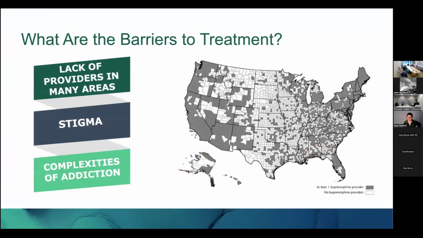So if you notice any white areas, there is not at least one person who prescribes buprenorphine in that county. So you can see that there are wide swaths of Middle America, as well as our Upper Peninsula and Upper Lower Peninsula, that really have next to no access to treatment for opioid use disorder, and we use that as a proxy for addiction treatment.